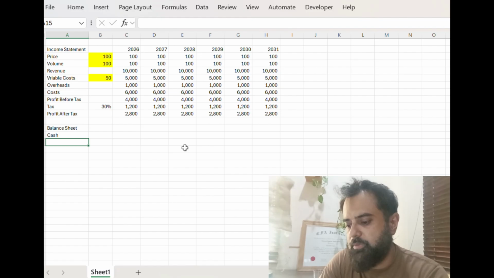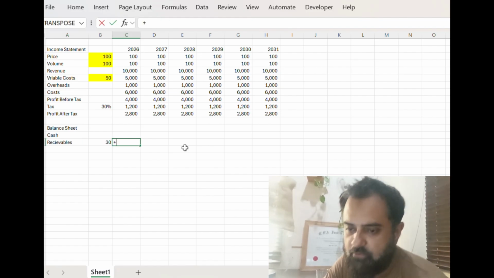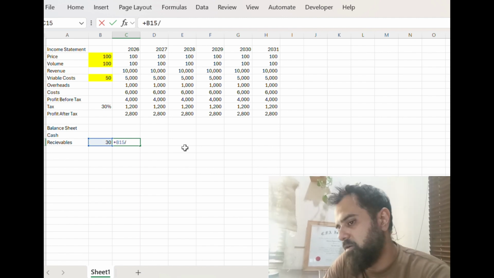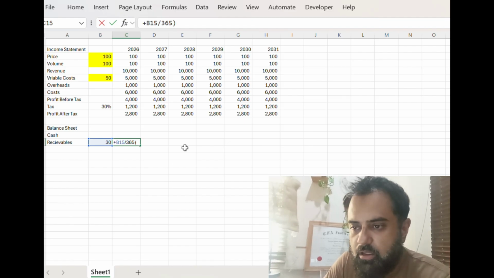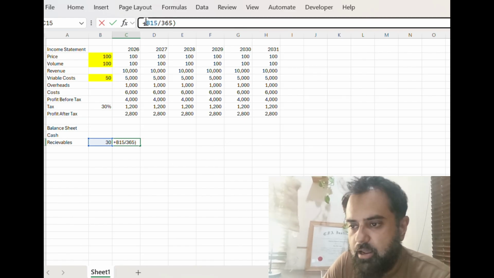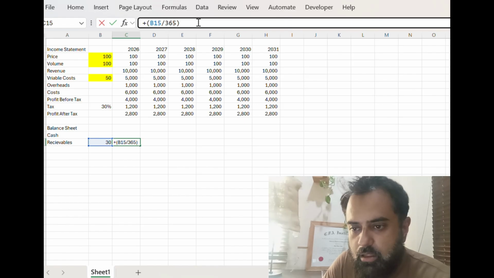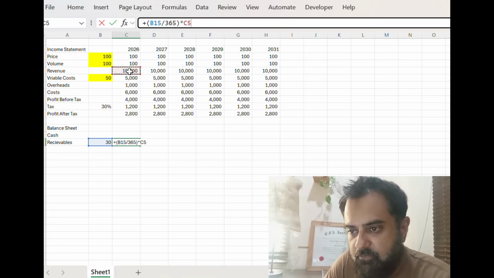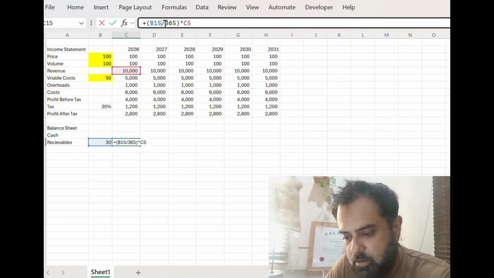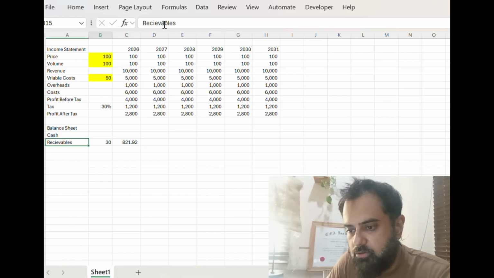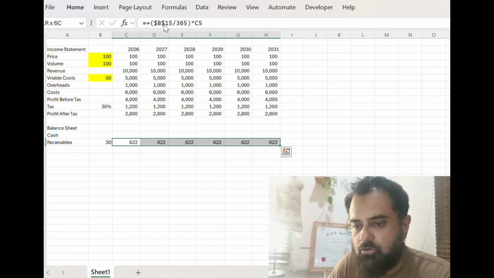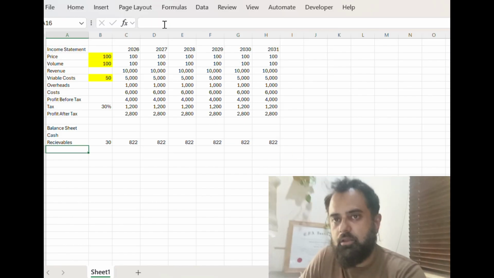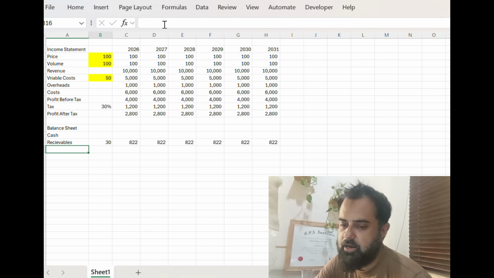We'll do receivables. Maybe the customers take 30 days to pay on average, right? So the formula for receivables will be 30 divided by the number of days in the period, which is 365 here, and multiply it by the revenue. We'll add the dollar sign here because we are dragging it. So this is the accounts receivable. We'll add the comma here. We're using the accounting format, and these are the receivables.